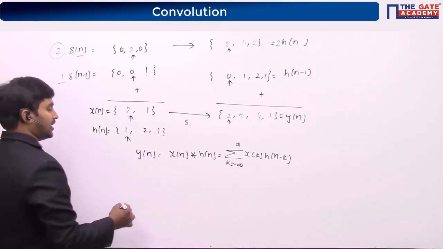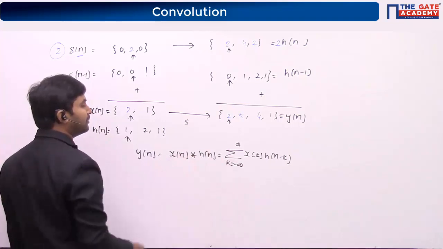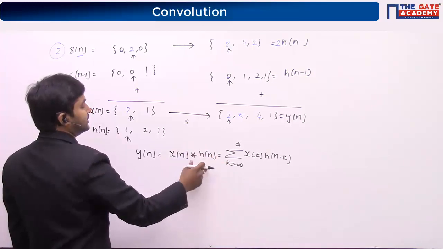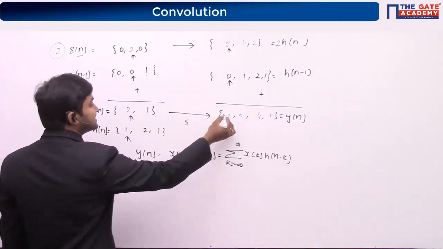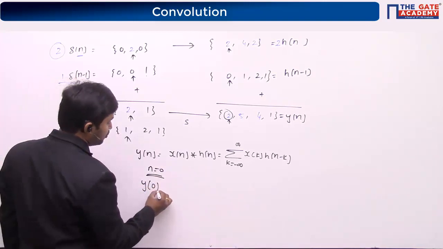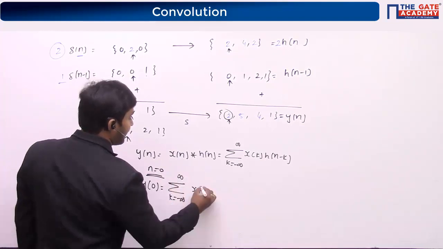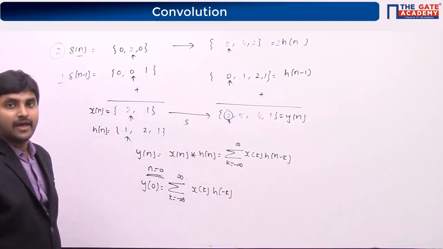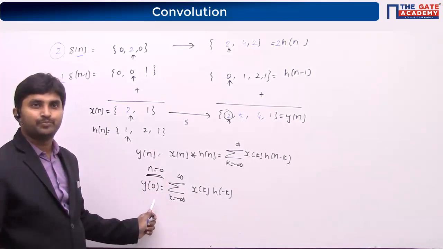Now let me consider any instant that we can have. Let me use this formula and see whether the result I got in a physical way can be obtained using it. Let me select the instant n equal to 0. If I select n equal to 0, y of 0 is going to be the summation over k from minus infinity to infinity of x of k into h of minus k. Correct or not? x of k into h of minus k. I have just taken the value of n equal to 0. Yes or no?